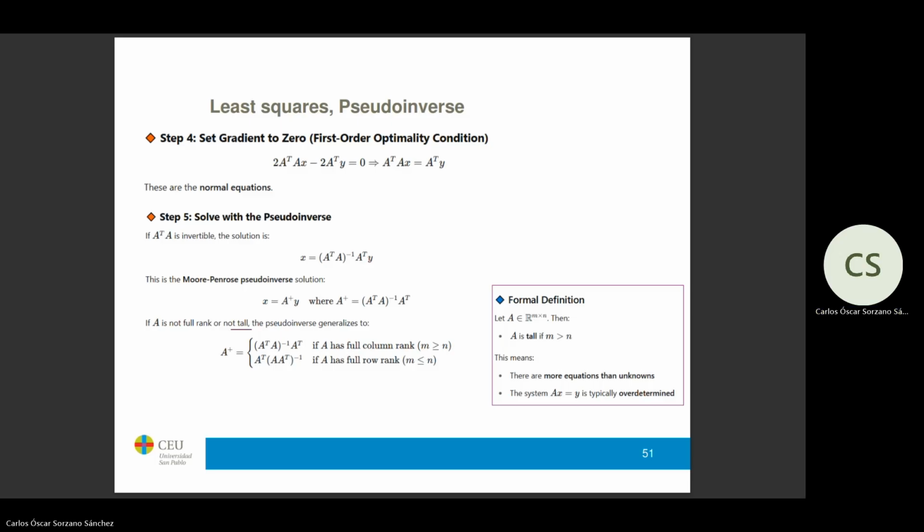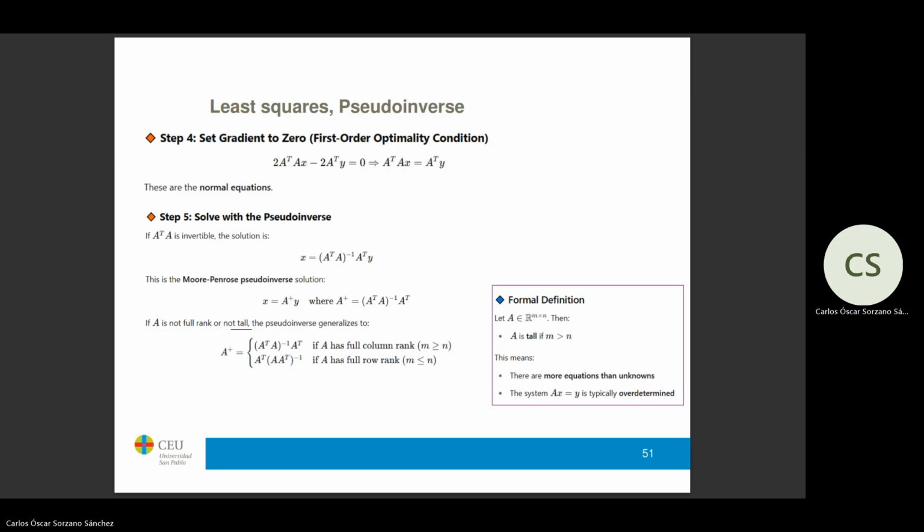So now I have to solve for x. To solve for x, I can take this matrix and multiply by its inverse. This cancels here, and it goes to the other side: it's (A transpose A) inverse times A transpose y. And so x is something multiplied by y. That something is called the Moore-Penrose pseudo-inverse, denoted as A plus. So A plus is defined this way.